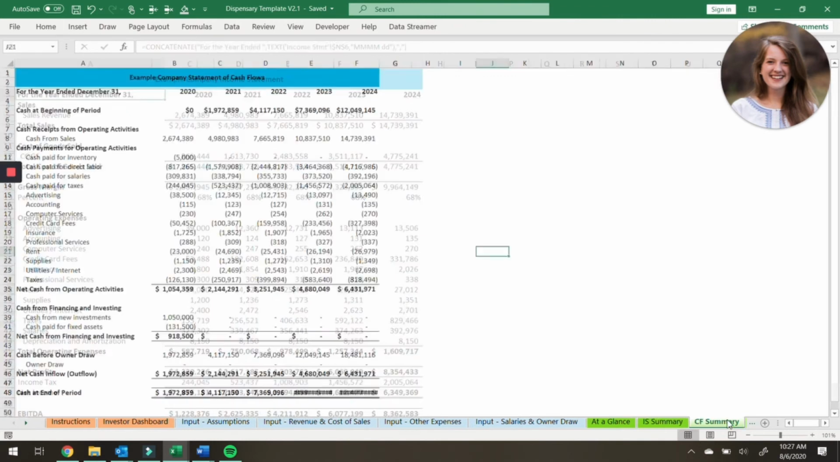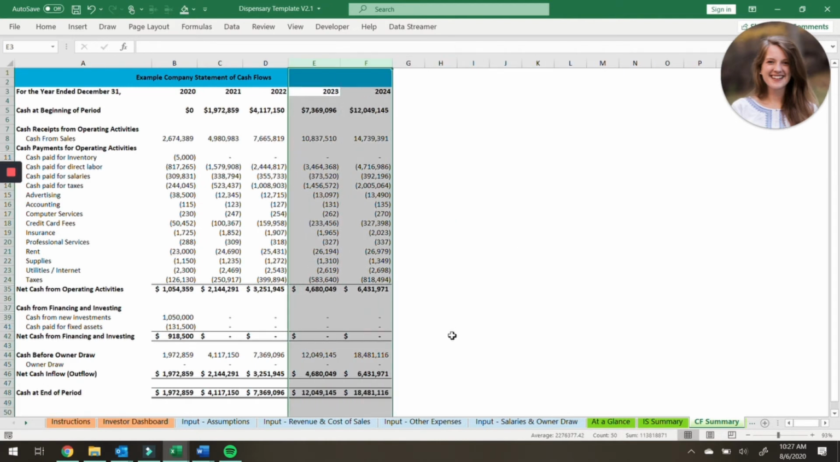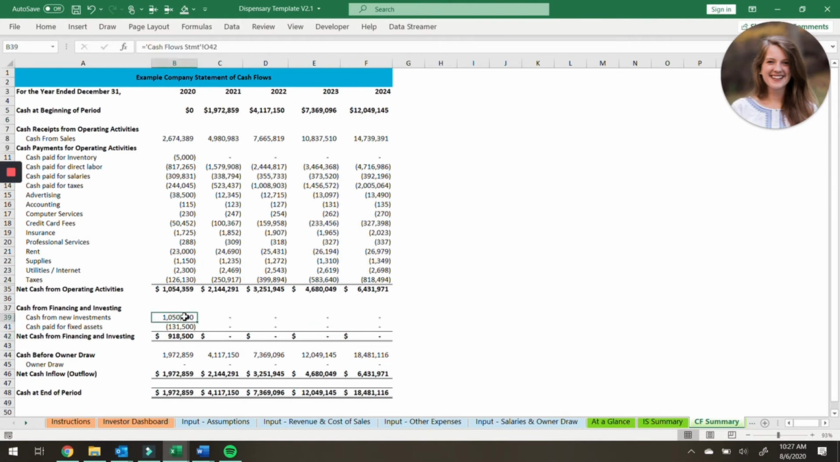The cash flow statement is very similar to the income statement, but this one is related to cash inflows and outflows. On the cash flow statement, depreciation is not on here, as that is a non-cash expense. And there are a couple items on the cash flow statement that do not show up on the income statement.